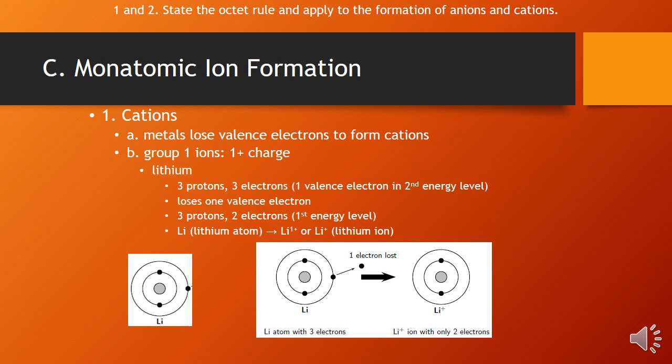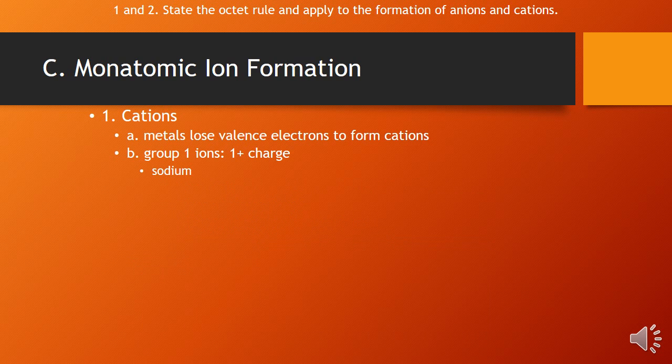Let's look at a different atom in group number 1. Let's take a look at sodium. Sodium is atomic number 11, so it has 11 protons. If it's a neutral atom, it would have 11 electrons.